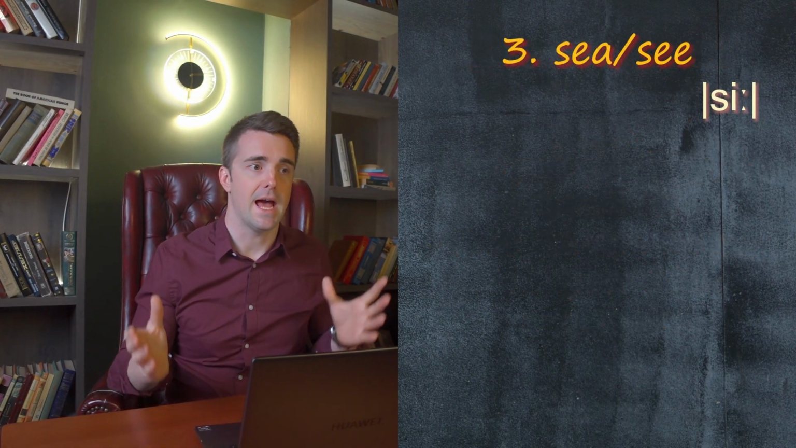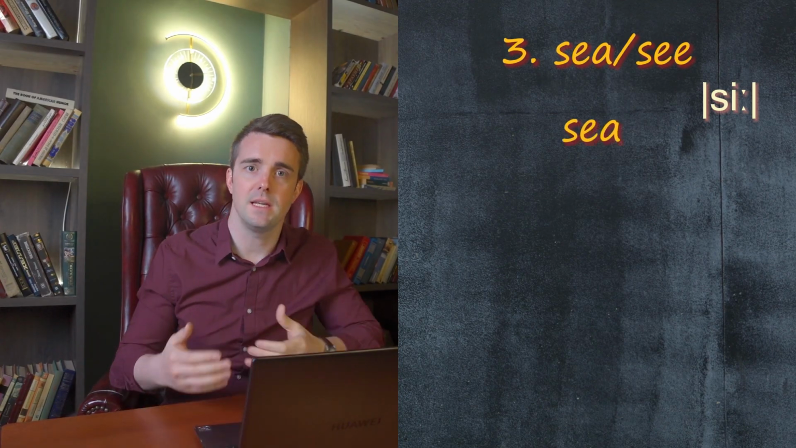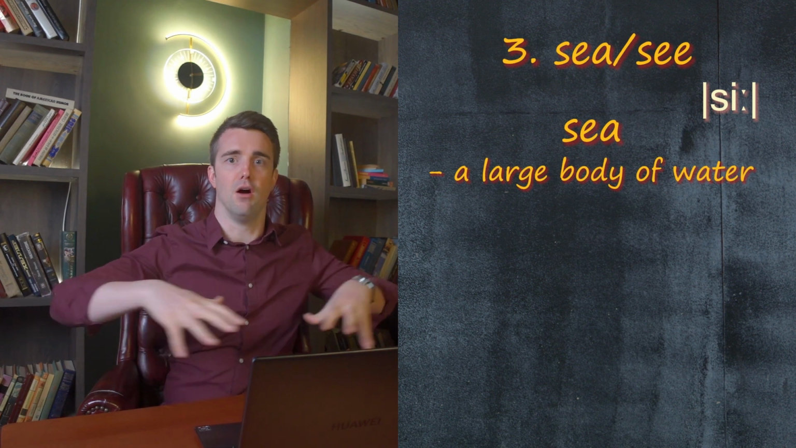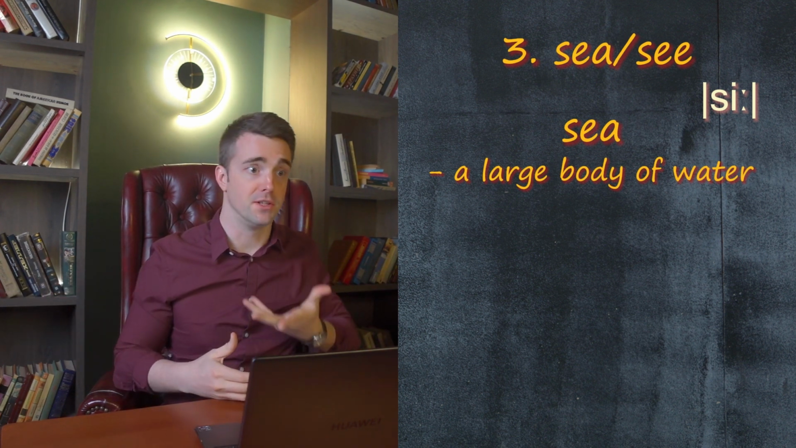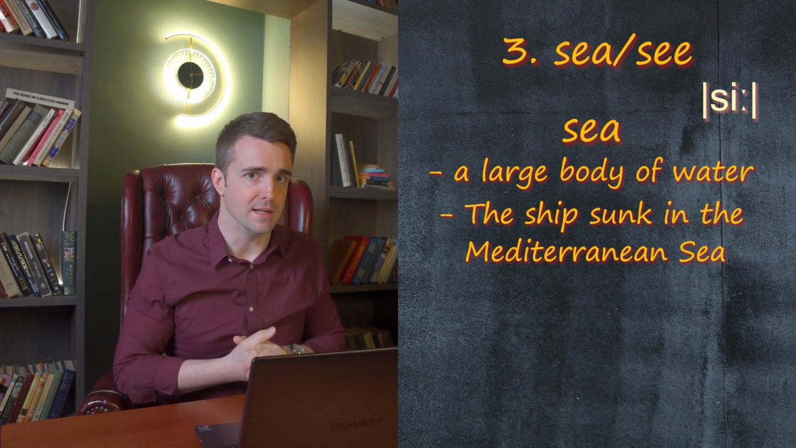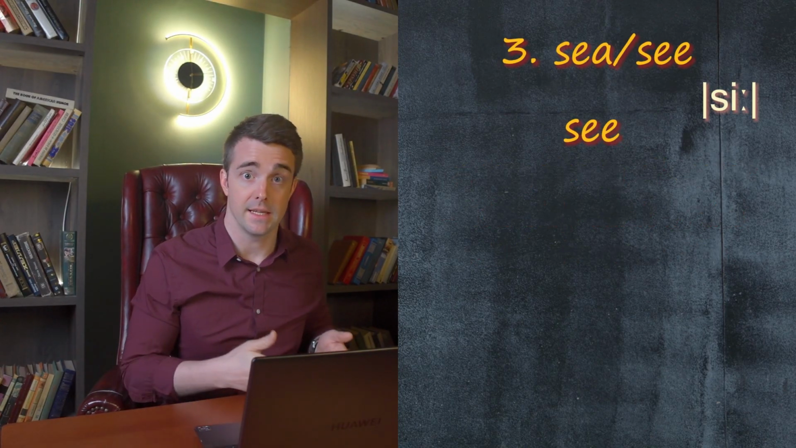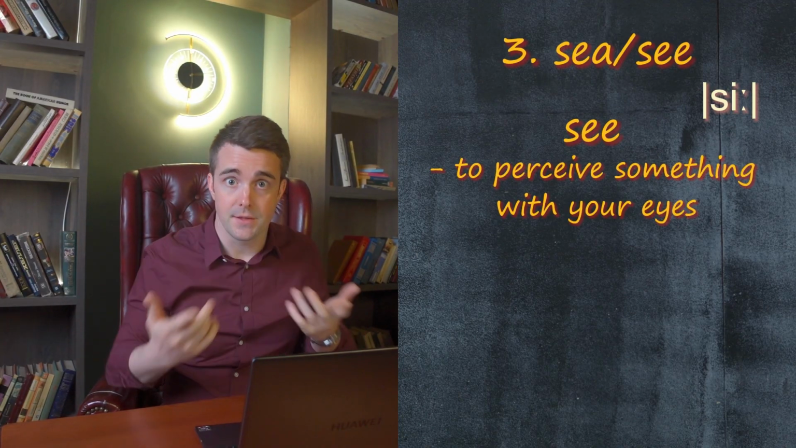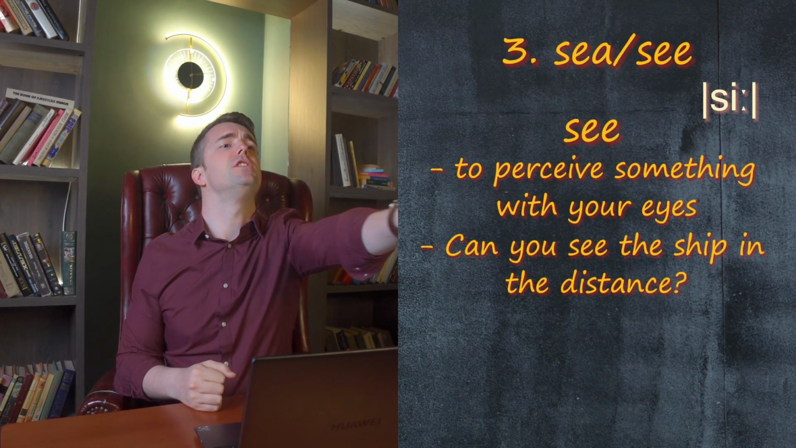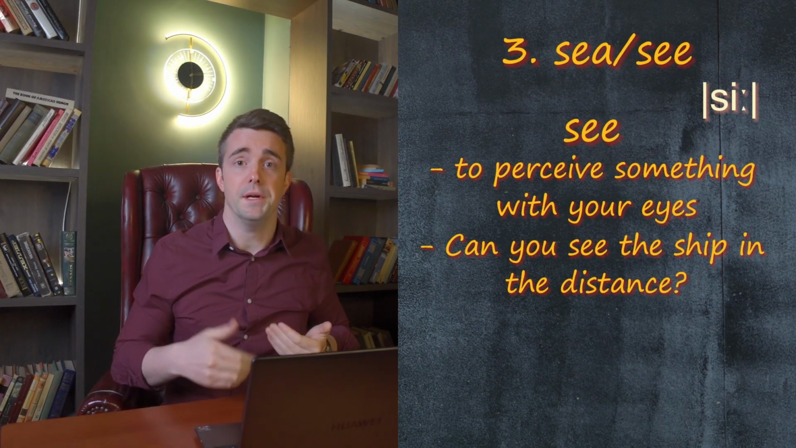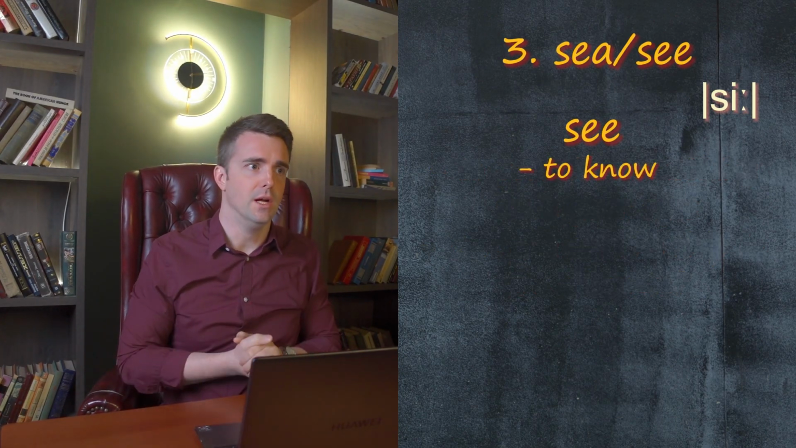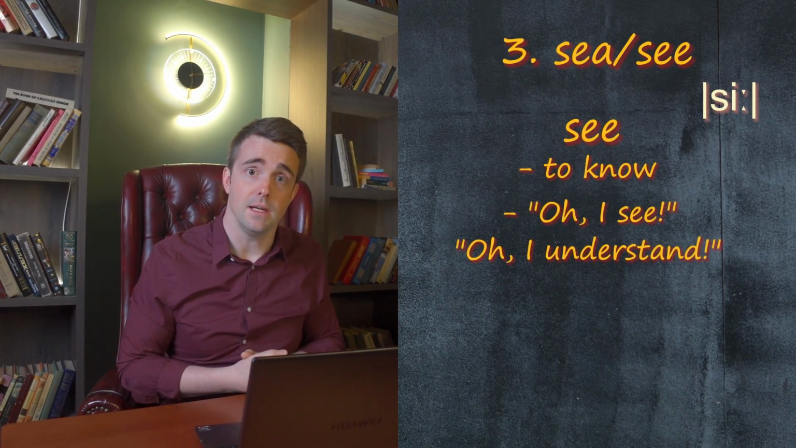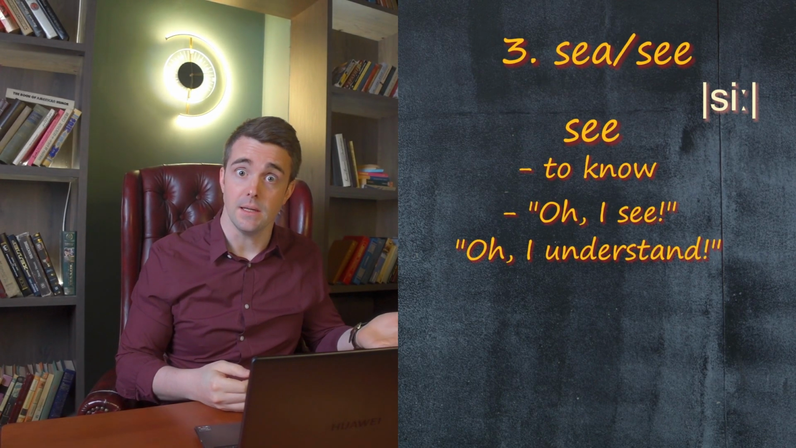Then we have sea and see. Well, sea with an A, S-E-A, sea, is a large body of water. So for example, the ship sunk in the Mediterranean Sea. Whereas see, S-E-E, see, is to perceive something with your eyes. So for example, can you see the ship in the distance? Or see can also mean to know. So if somebody explains something to you, you can answer with, oh, I see. Oh, I understand. Oh, I see.